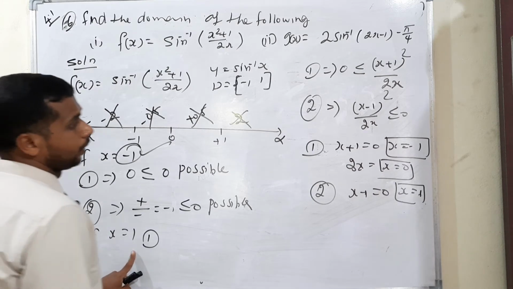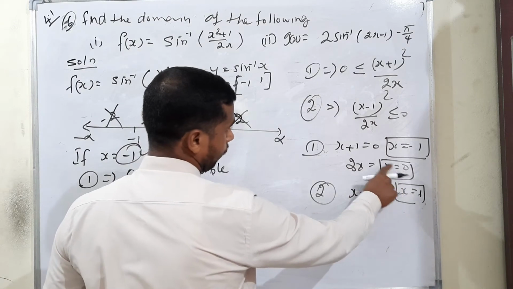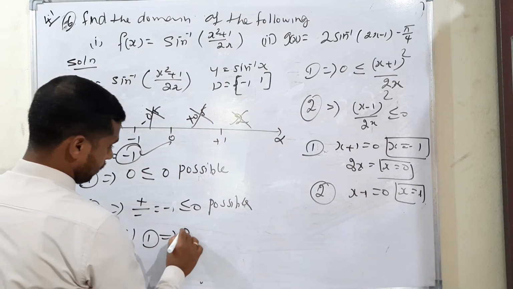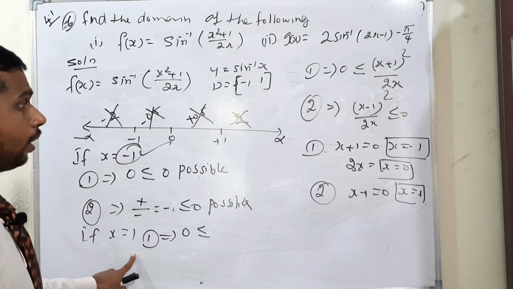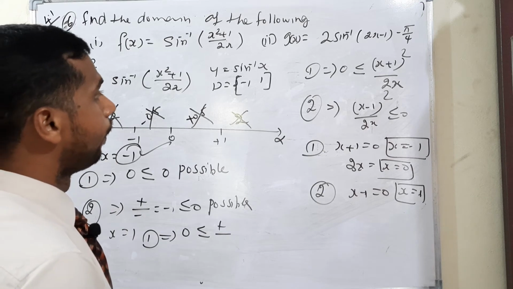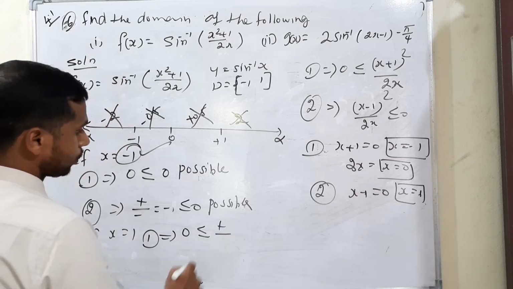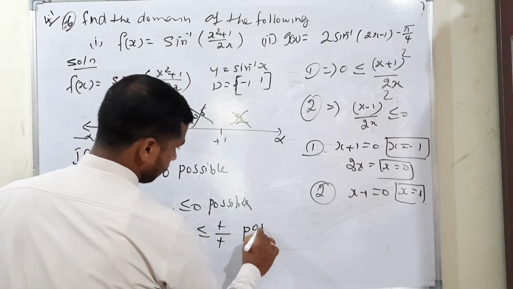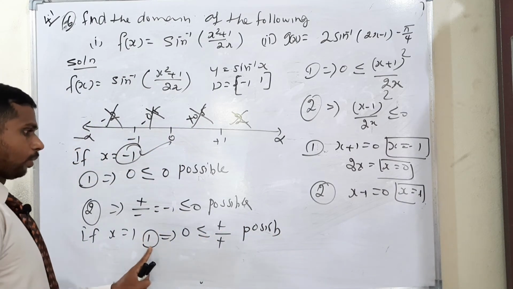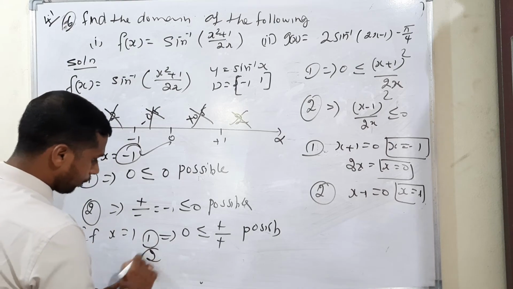So case number 1, x is equal to positive. Positive means 0 less than or equal to 1 plus 1, so positive divided by positive, again also positive. So the first case is also possible. It is a possible case, isn't it? Positive 1.